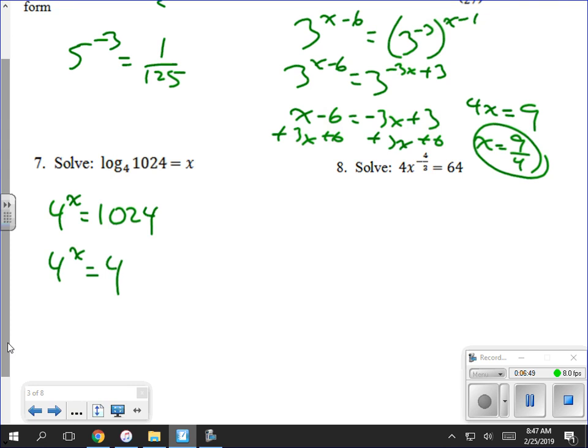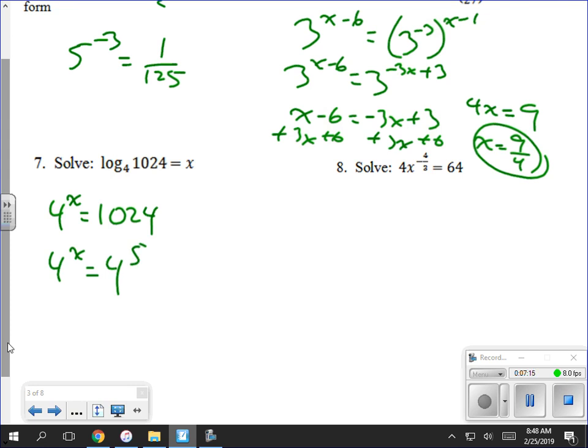I know that 4 cubed is 64. So I'm going to try 4 to the 4th and see. No, 4 to the 4th is 256. 4 to the 5th power. There you go. 4 to the 5th power. Just take your calculator and try it. See if you can find out what power of 4 on your calculator. That way you're not multiplying by longhand. You don't have to. Use the tools.